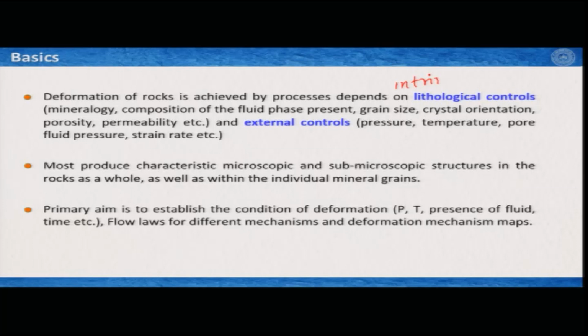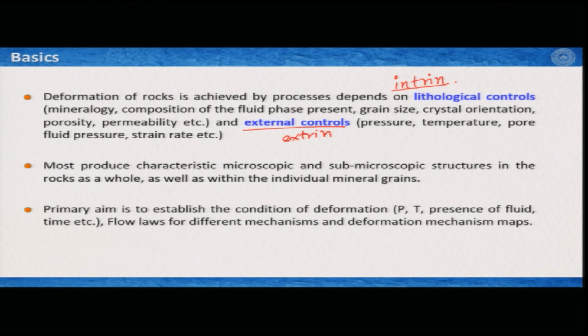Now all these processes, at least today we will learn the cataclastic processes. These are mostly achieved by different processes, and these processes are functions of majorly two parameters. One is the lithological controls, or sometimes we call it intrinsic parameters. So if I write it like this, intrinsic parameter, and then another is external control. That is known as extrinsic.